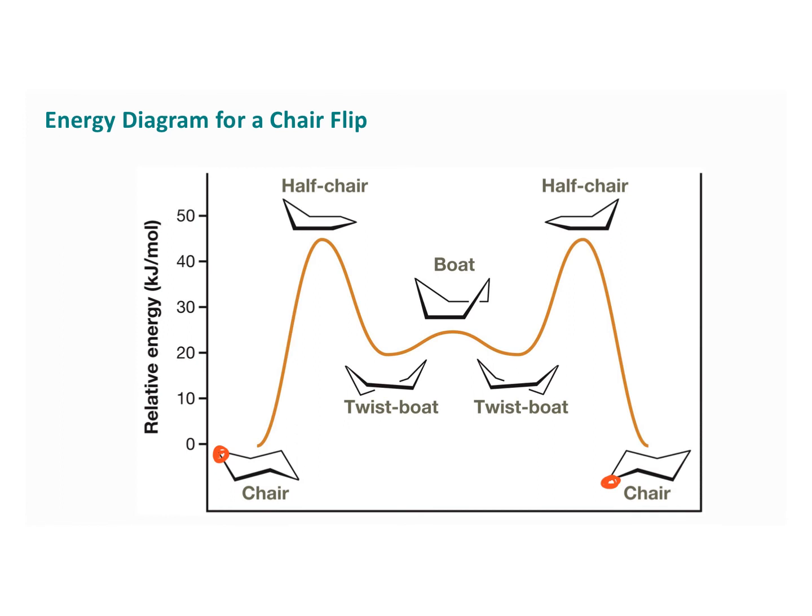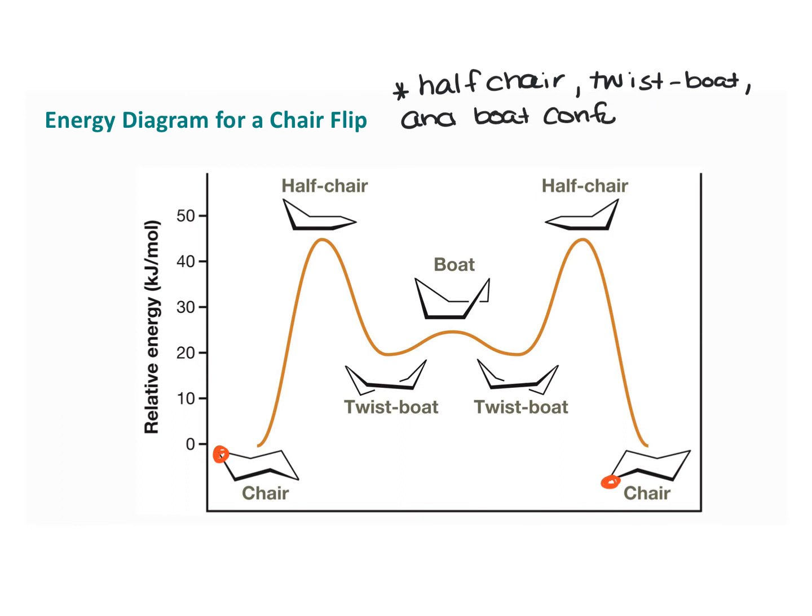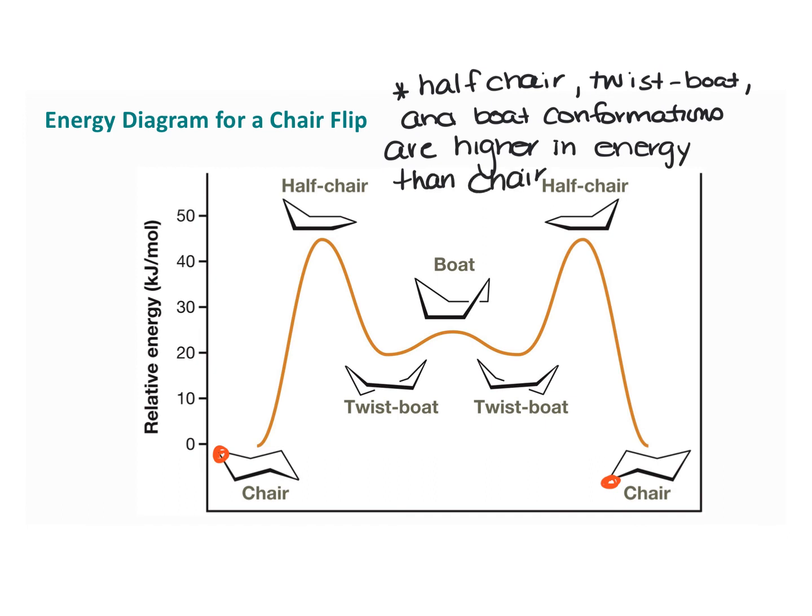A few things to notice here, right? The half chair, twist boat or twisted boat, depending on what you're using, and boat conformations are higher in energy than chair because of added ring strain. So we get some added ring strain there.